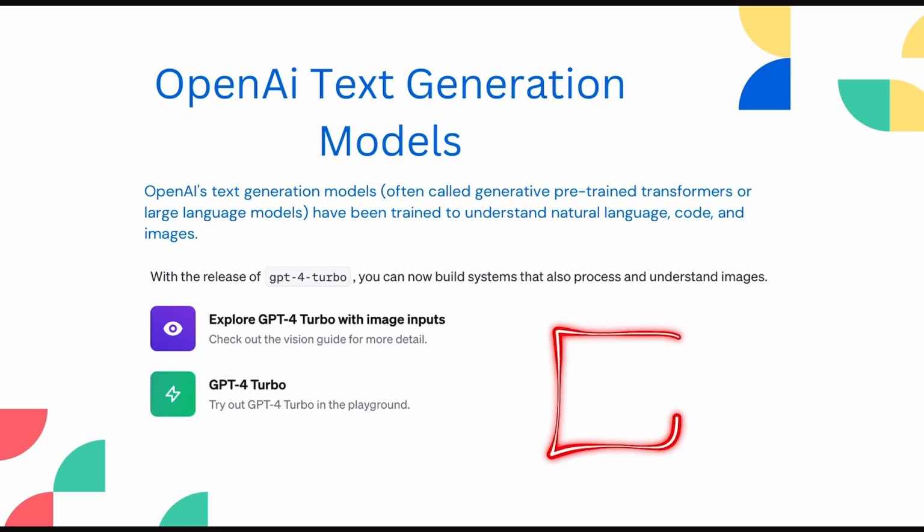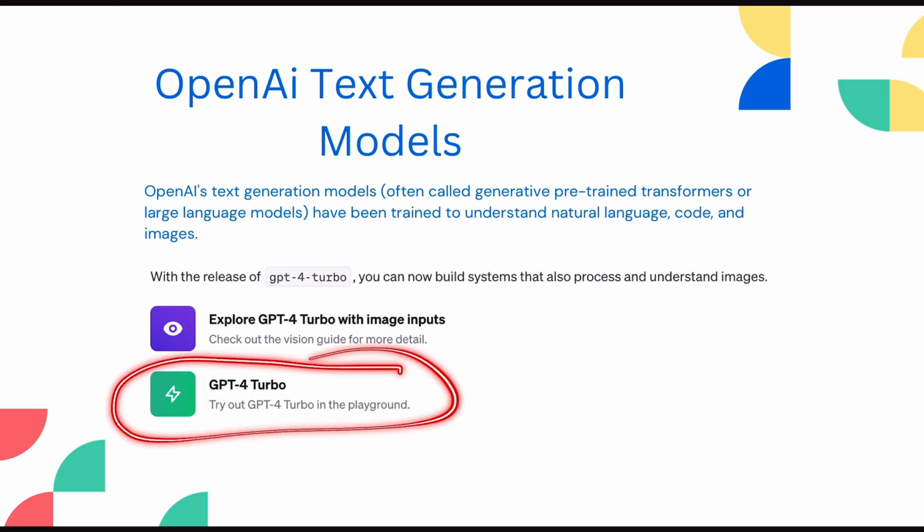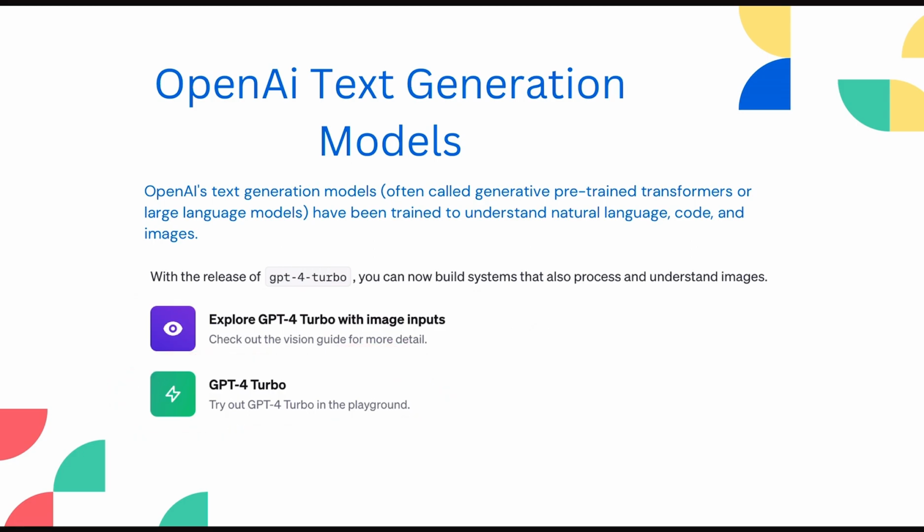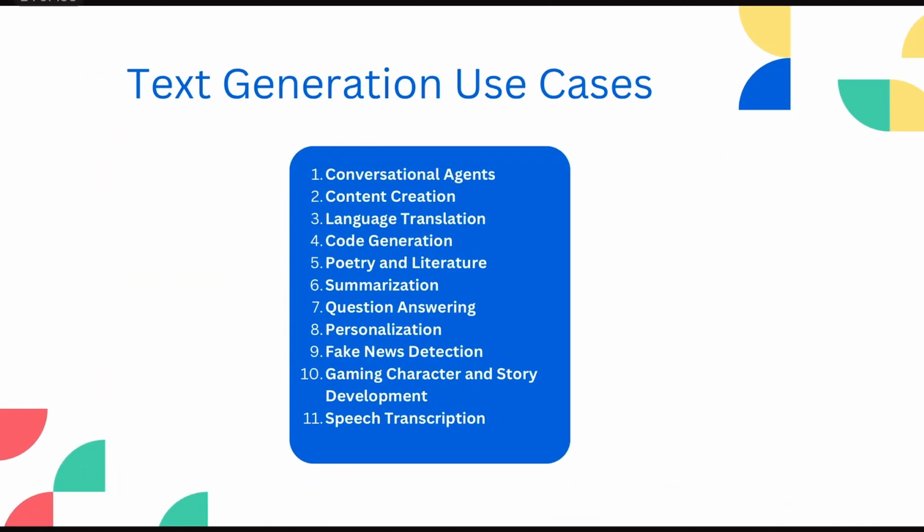So now you can feed in a cat's image and you can ask it to describe this cat, right? I'm sorry about the images, but I think this is for learning. So with the release of GPT-4 Turbo, we have this exploring GPT-4 Turbo with image inputs. We'll look into this in practical understanding later on, but this is just to give you an understanding about the different types of models that OpenAI has released in the section of text generation models.